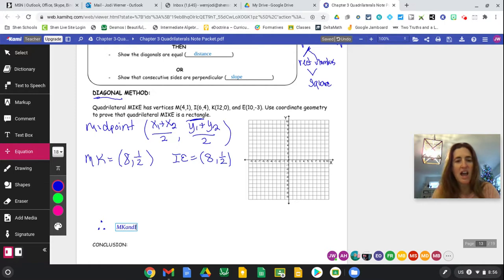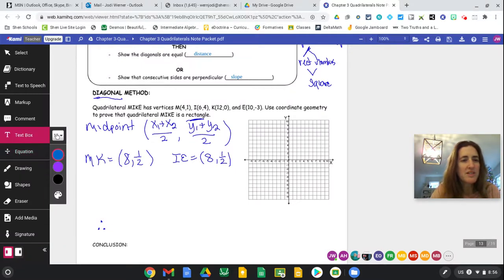MK and IE, oh, that's fun. It's typing an equation. That's fancy. Let me use a text box instead, people. What a hot mess today.